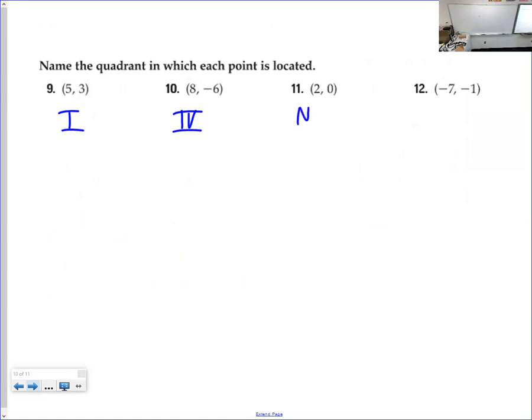2-0 is not a quadrant. I'll put not. I'll look up what the book has for that. I don't remember what it actually says. And the last one is the third. Good. If you need the help, right, just draw your quadrants out, 1, 2, 3, 4, and plot the actual point. You can do that as well, right?